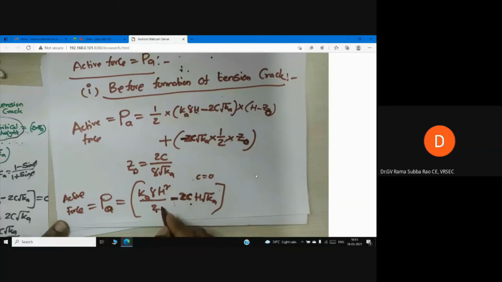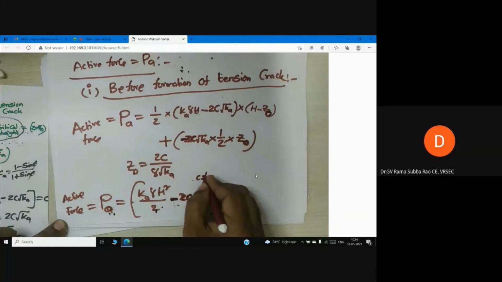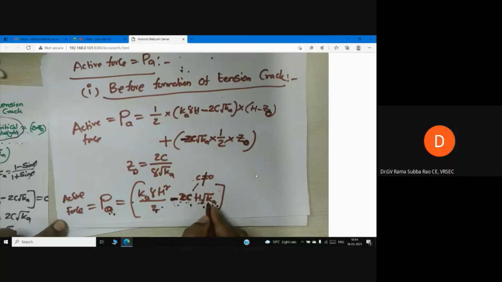Ka gamma h square by 2, we know it is for cohesionless soil. You are telling minus 2ch root Ka. That means you are trying to say about cohesive soil in case of active earth pressure. Once I see Ka, it means it is active force. Now minus 2ch root Ka is additionally what we are seeing apart from Ka gamma h square by 2, which we have already seen in cohesionless soil. Now we are discussing C not equal to 0. That's why you can see minus 2ch root K.